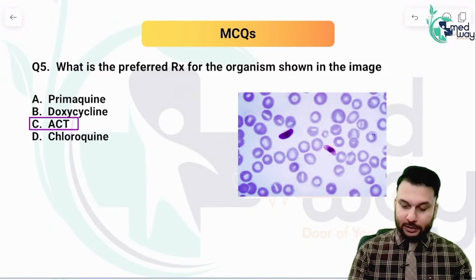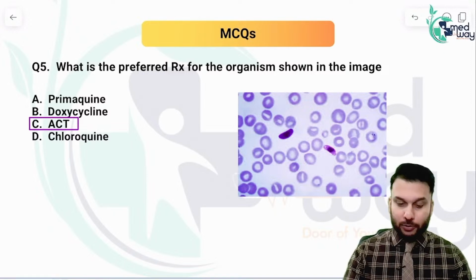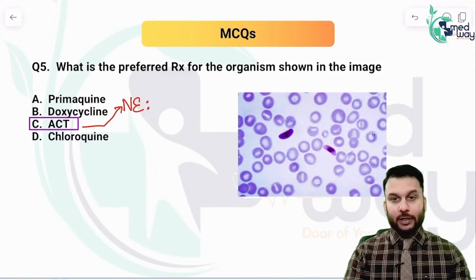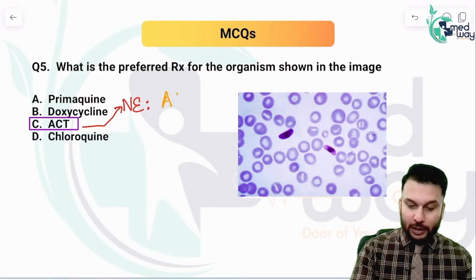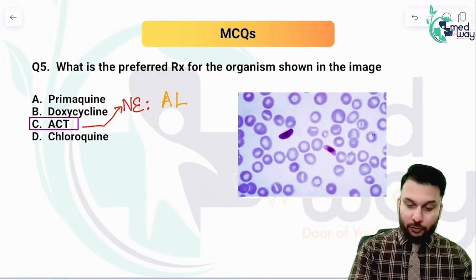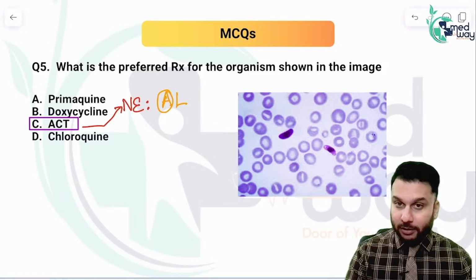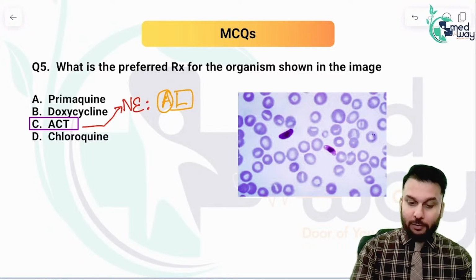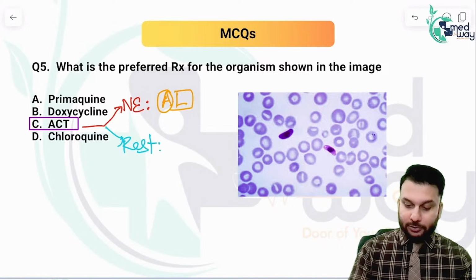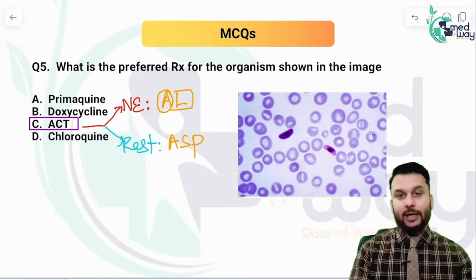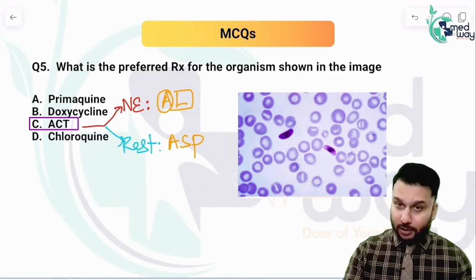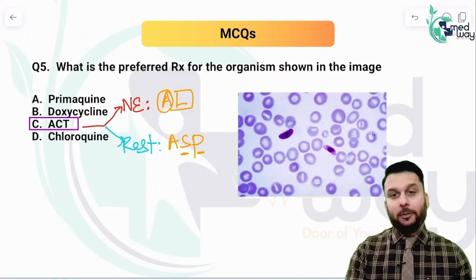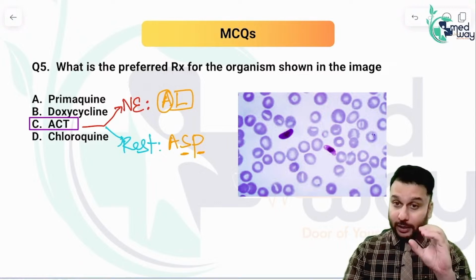Now, what is this ACT that we need to follow in India? That also you got to know. If you talk about the northeastern states of India, the treatment we give is called AL. What is AL? One of the artemisinin drugs called artemether along with lumefantrine. And for the rest of India, the treatment is called ASP. What is ASP? Once again, an artemisinin drug like artesunate along with sulfadoxine and pyrimethamine. So that is your ASP treatment.